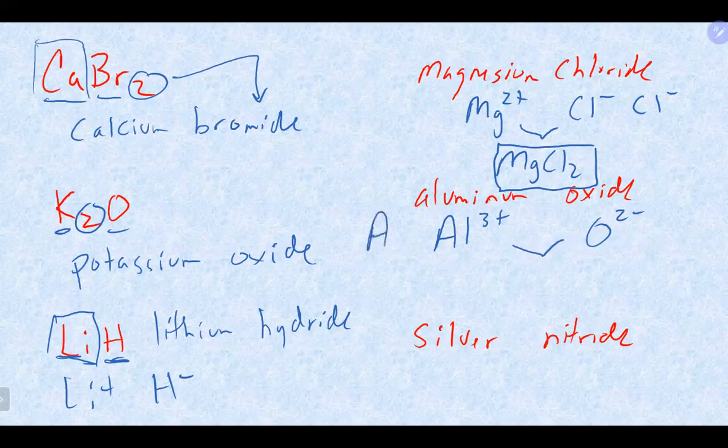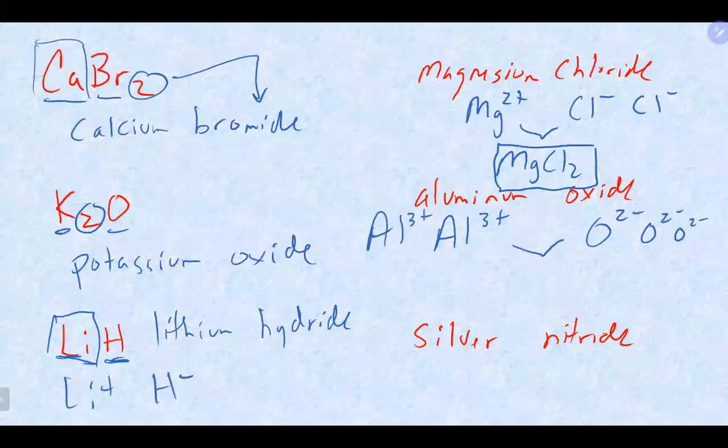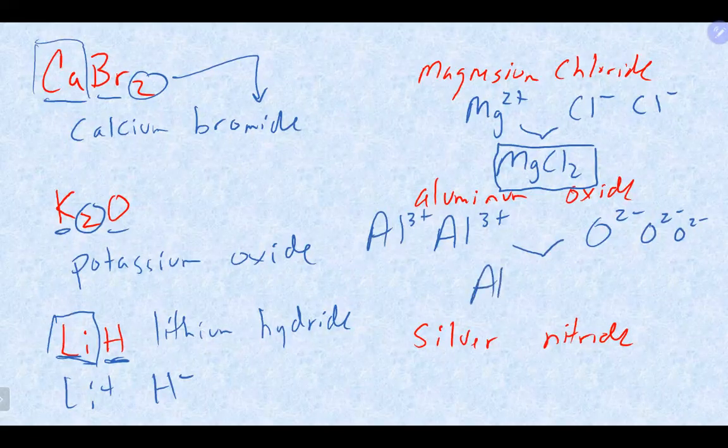So really you need a couple of these aluminums to get to +6. And you need 3 of these oxygens to get to -6. So if we just write what we got there, that's 2 aluminums and 3 oxides there. Gets us there to Al2O3. Any question on those two?